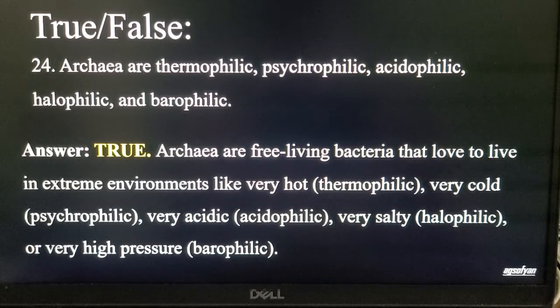So again, this is the characteristic of Archaea. They love to live in extreme conditions. There are some Archaea that live in very hot water. There are some Archaea that actually live in very cold conditions. There are some Archaea that live in acidic or salty conditions or maybe high atmospheric pressure conditions. So this is true.